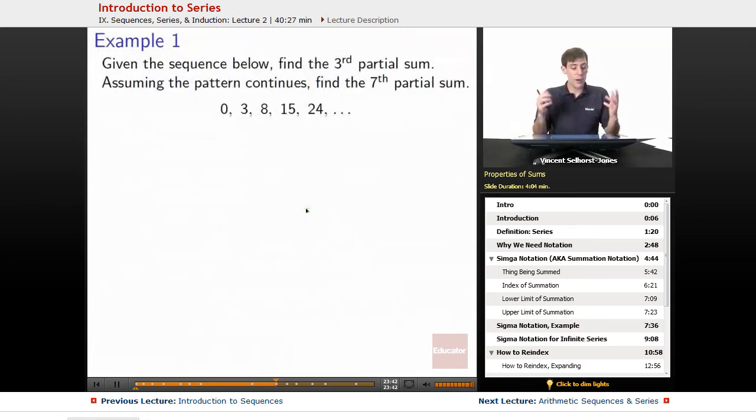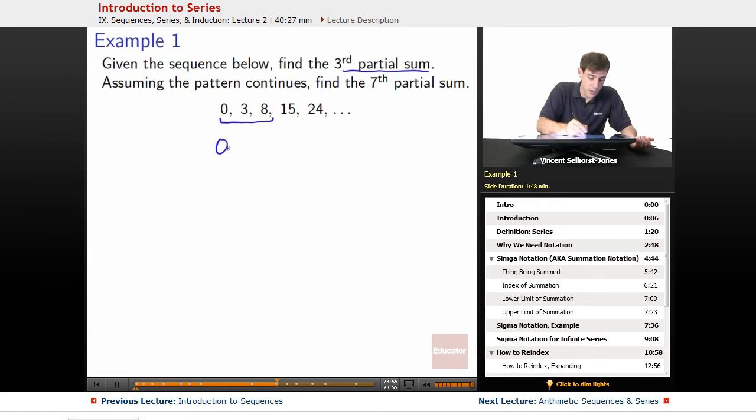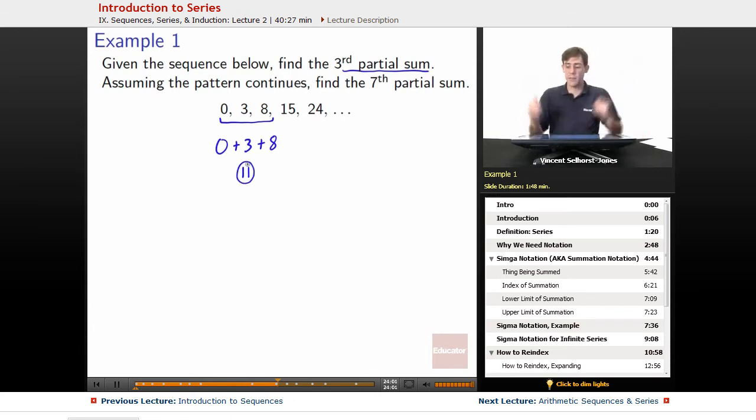All right, we're ready for some examples. First example here, given the sequence below, find the third partial sum. If we're going to find the third partial sum, that's as easy as just adding up the first three terms. So that's 0, 3, and 8. 0 plus 3 plus 8, we wind up getting 11. Done. Easy peasy.